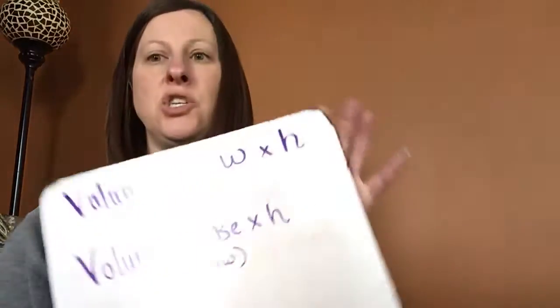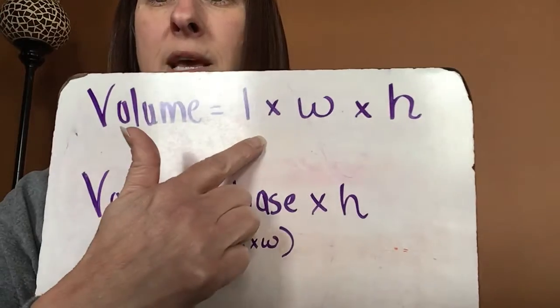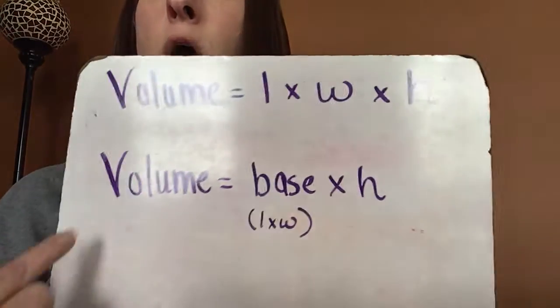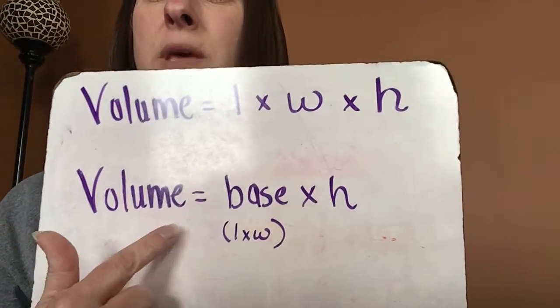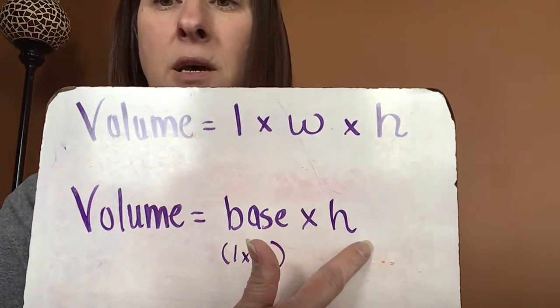All right, so the thing I want to talk about today is called base or base area. You probably saw a little bit of it today and I was seeing if you understood it, but I'm going to show you what that means. So you guys have been learning that volume equals length times width times height. You might also see that volume equals base or base area times height, okay?